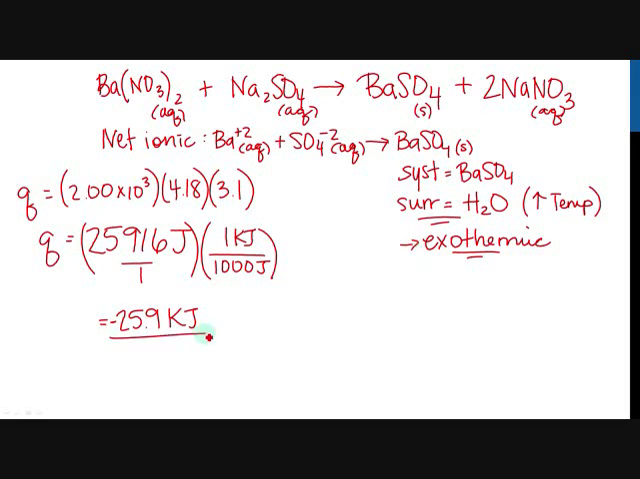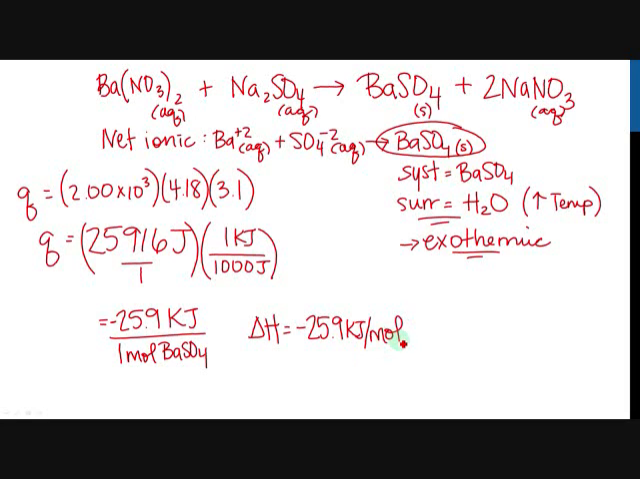And if we look back at our balanced equation, there's a coefficient of 1 in front of the barium sulfate. So that'll be 1 mole of barium sulfate. So our enthalpy of the reaction, the heat of reaction, is negative 25.9 kilojoules per mole. So that means for every 1 mole of barium sulfate, 25.9 kilojoules of heat is released.